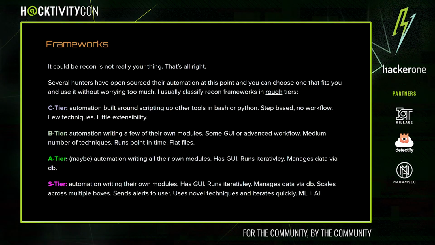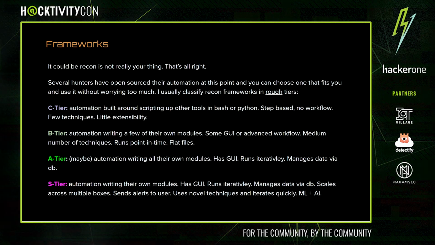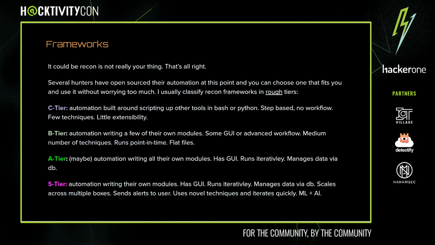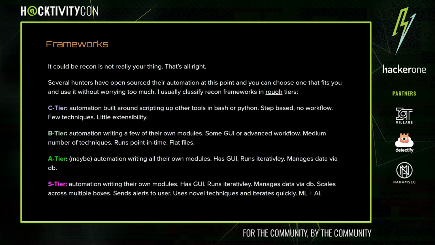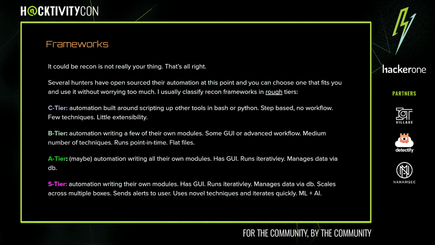So S tier is the highest level. They're writing probably all of their own modules. They have a GUI. They run iteratively. They manage it all through a DB. They scale across multiple boxes. They send alerts to the user when new things are being found. They use novel techniques and they iterate quickly, and they institute either some powerful algorithms or maybe some ML or AI inside of their tools. Probably not AI, mostly ML and fancy algorithms. So these are the tiers.